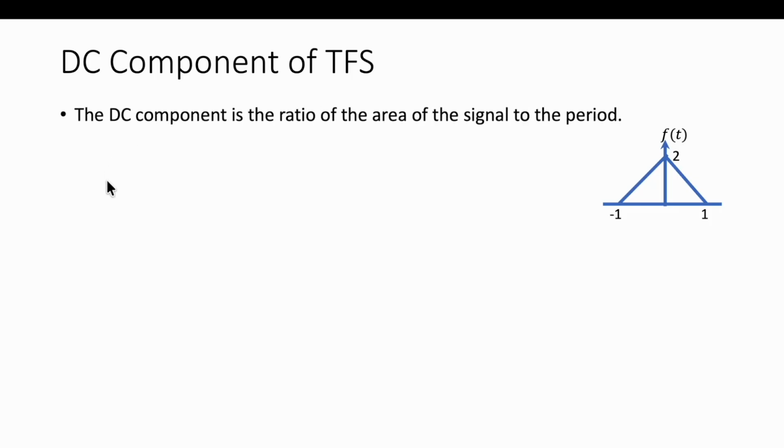The second example is the DC component of the trigonometric Fourier series. The DC component is the ratio of the area of the signal to the period. We have already derived this formula for the DC component: a naught is equal to 1 by T, integral from t naught to t naught plus capital T of f of t dt.